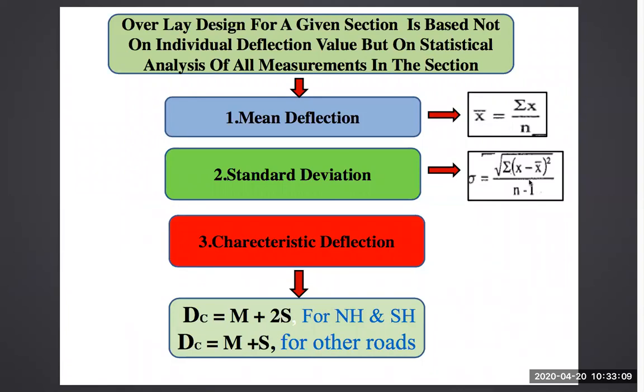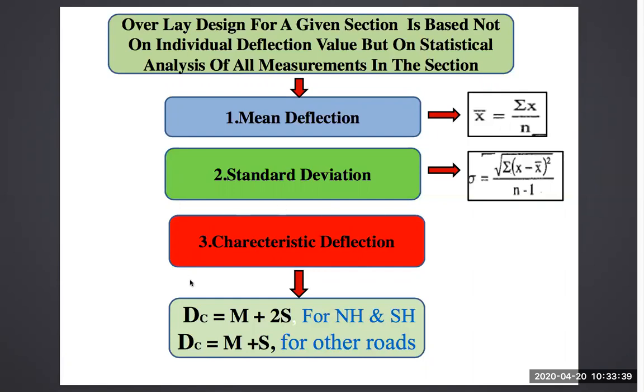So this X is the individual reading minus the mean reading, squared, divided by n minus 1, and the whole thing under a square root. N is represented by the number of readings. So we find the mean deflection and standard deviation for the conducted data. Then we find the characteristic deflection.